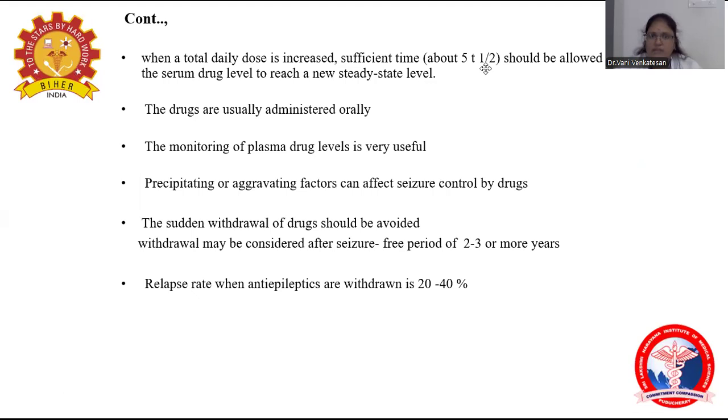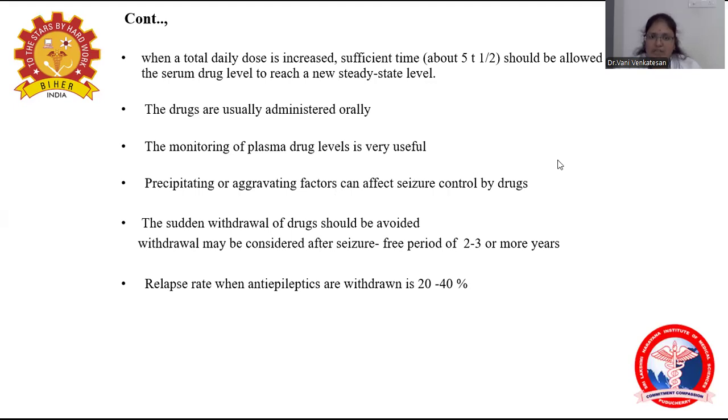When the total daily dose is increased, sufficient time, about 5 half-lives, should be allowed for the serum drug level to reach a new steady state plasma level. Certain drugs like phenytoin come under narrow therapeutic index drugs. So for these drugs, we have to wait for the completion of 5 half-lives. Then when the new steady state level is reached, we can give the new dose. All this has to be taken into account. The drug is usually administered orally. Monitoring of plasma drug level is very useful.